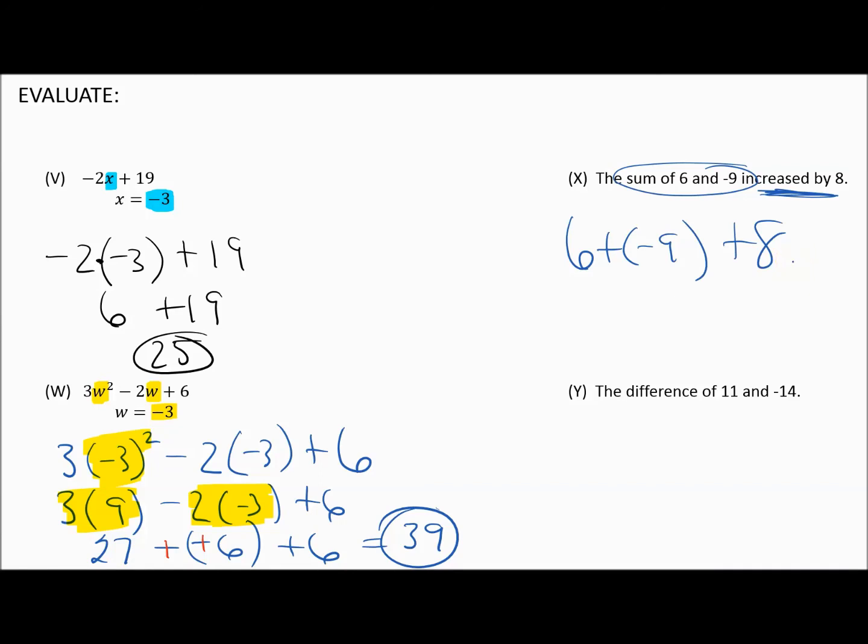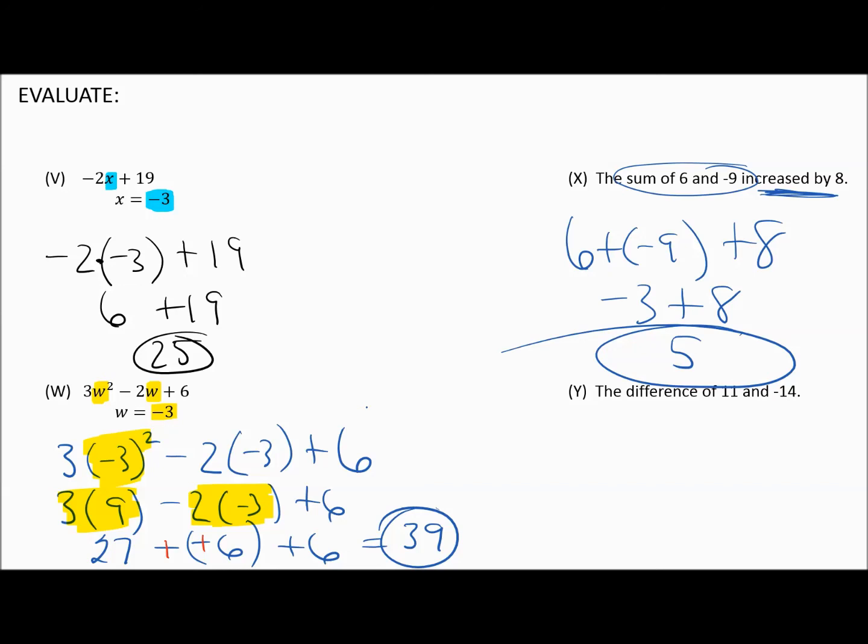Now we do the work. Now, a positive plus a negative, you subtract the 2 numbers. 9 minus 6 is 3. The heavier one was negative, so -3 plus 8. We have that same story. We're adding a positive and a negative and positive. This time we subtract the 2 numbers to get 5. The heavier of the 2 numbers is positive 8, so the final answer is 5.